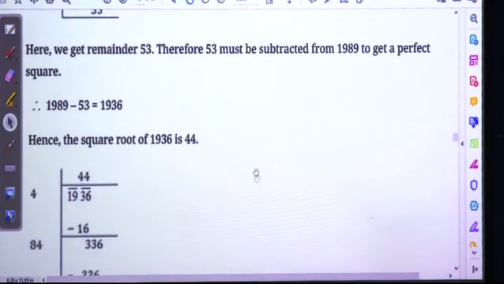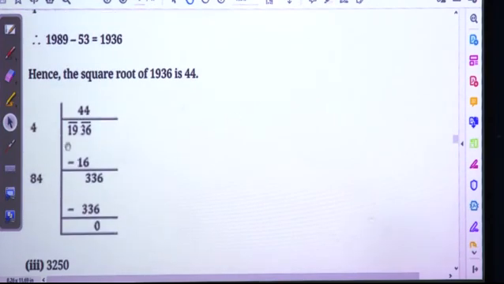Hence, the square root of 1936, by the division method we have found, is 44. Again the same thing, two groups: 19 and 36. For the first group, 19, the nearest square less than or equal is 4 square, 16. 19 minus 16 is 3. The next group is brought down, 36, and it becomes 336. 84 4s are 336, and you get the remainder 0. So the square root of 1936 is 44.